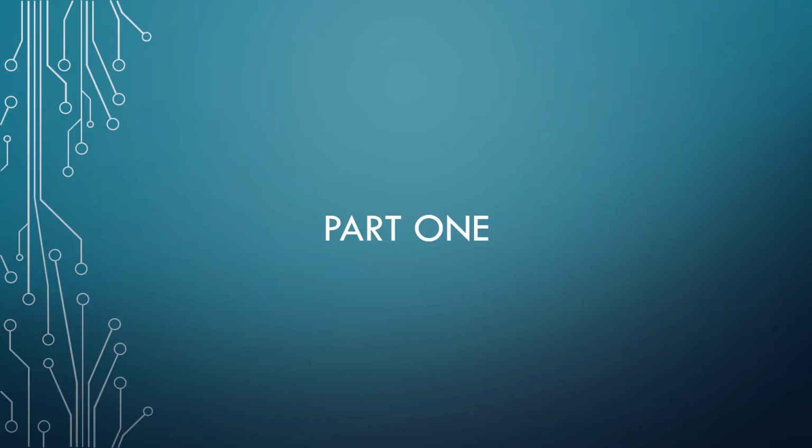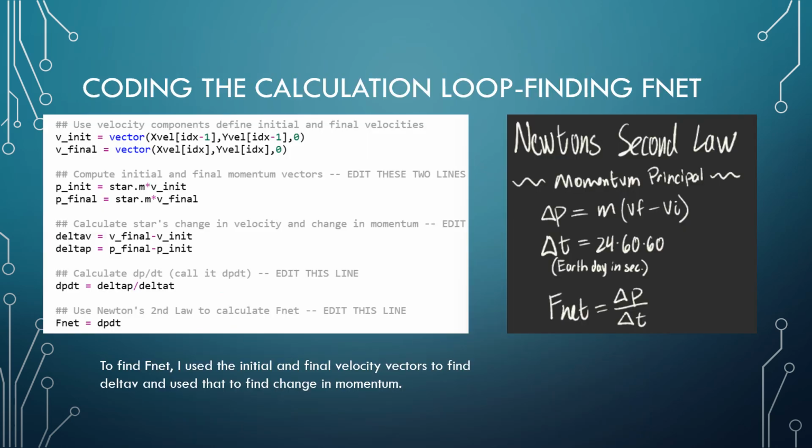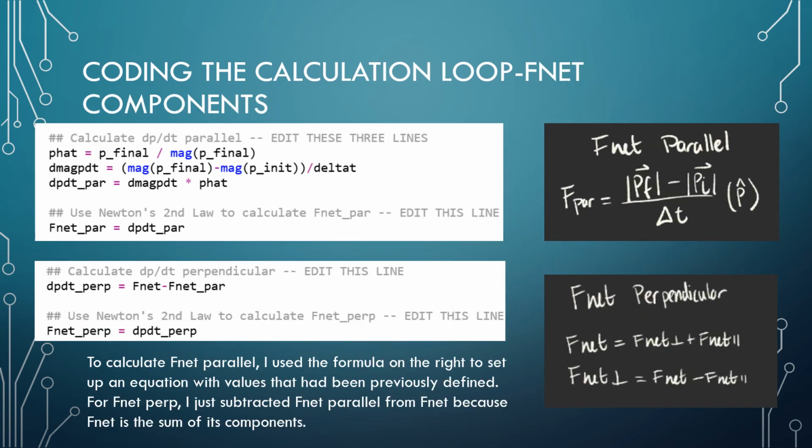Okay, so for part 1 of the code, this is my initial conditions. The system is the star and the surroundings are the black hole. The lab gave the star's mass, and the black hole has the mass that we're finding. And then the others are just constants. So this is finding FNet. I used the equation on the right, and the code reflects the equation. To find FNet, I use the initial and final velocity vectors to find delta V, and then use that to find change in momentum, which I used to find FNet.